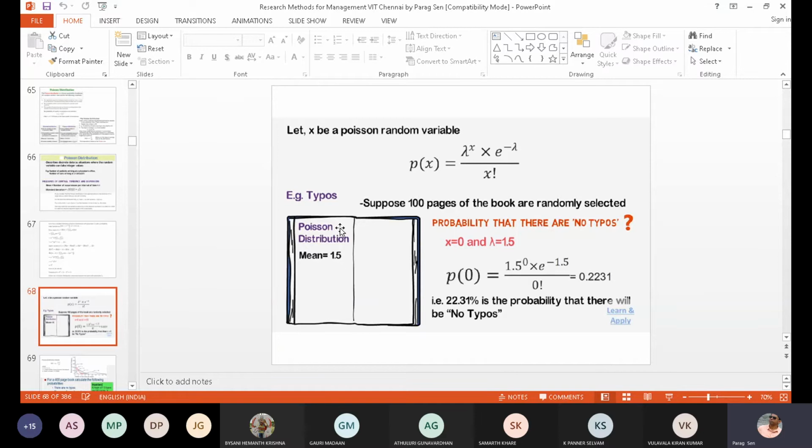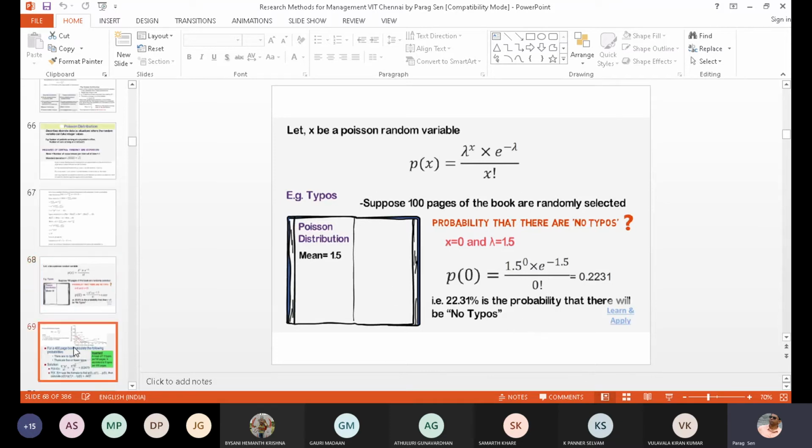Now you have been given that the mean is 1.5, for a particular volume interval, for some particular number of pages. So you put the mean, lambda, equal to 1.5. You will get the value of 22.31%, which is the probability that there will be no typos or errors. So this is the probability.